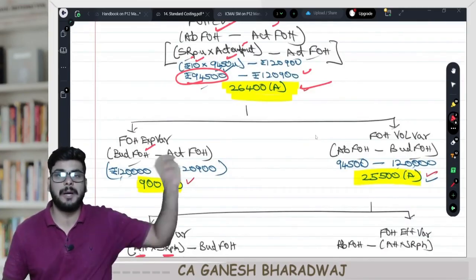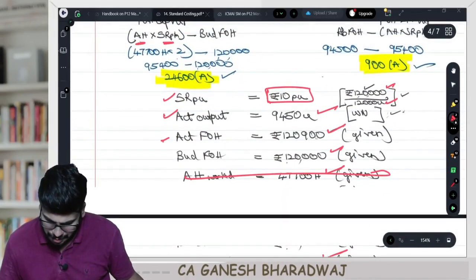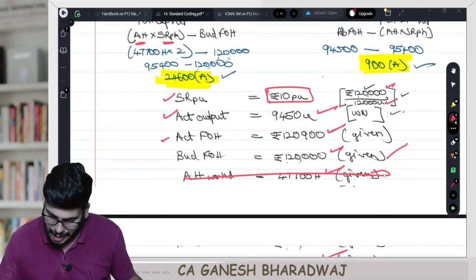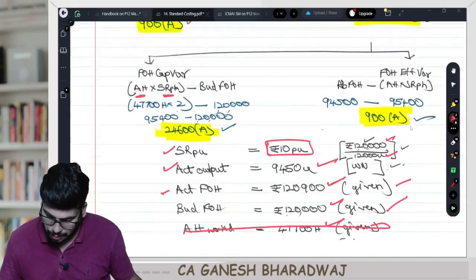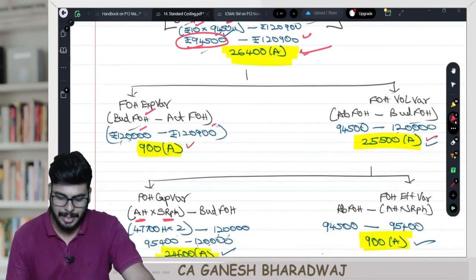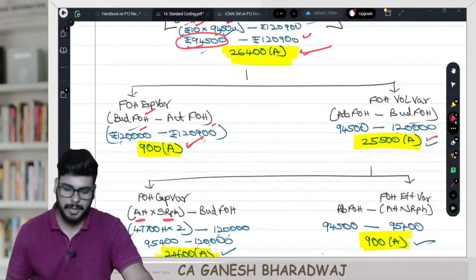Expenditure variance, budget minus actuals. How much is the budget? Go down, you get each and every figure. Budget overheads 1,20,000. Actual overheads, how much is that? The actual overheads is going to be 1,20,900. All the figures are given. So I plan to spend 1,20,000, but I've actually ended up spending 1,20,900. So you've spent 900 more. Adverse variance, that's about it.